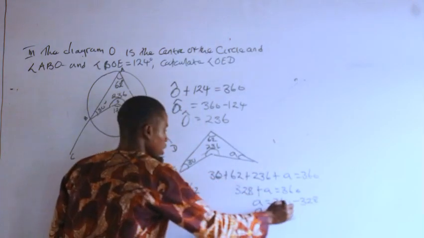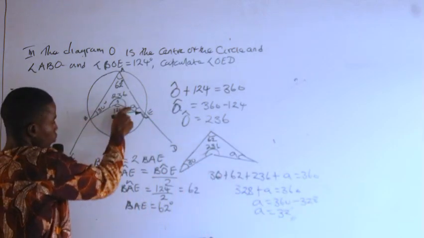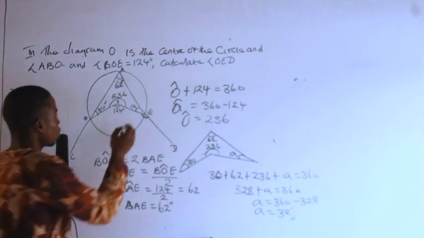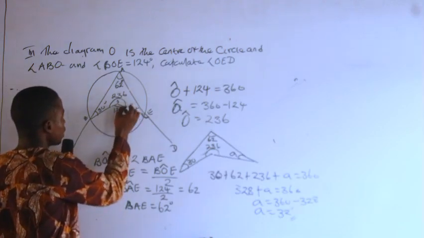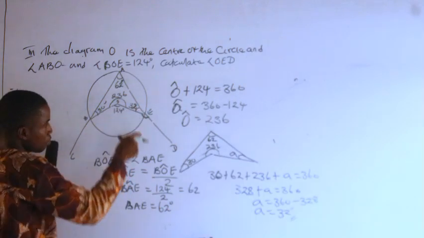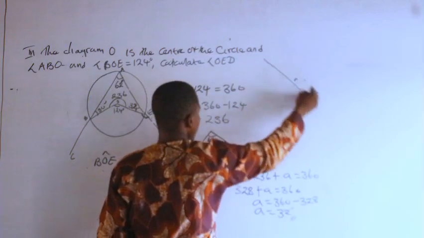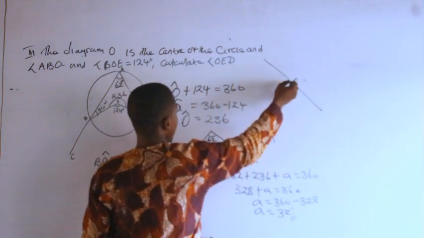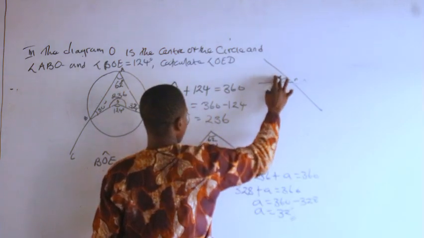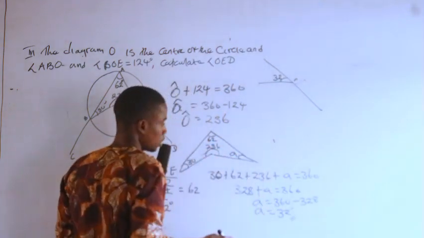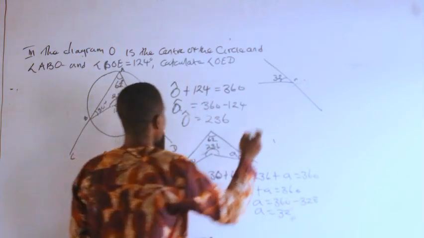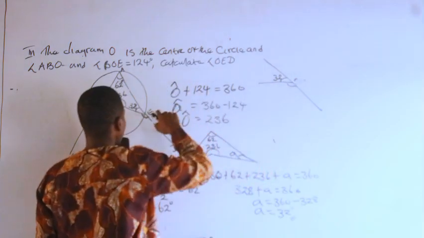You see, I cannot assume that this one is the same thing as this one. That one is 32. Are you getting me now? The angle of this place now is 32. This one is 32, and this one is 32. They say you should find the angle of this place.